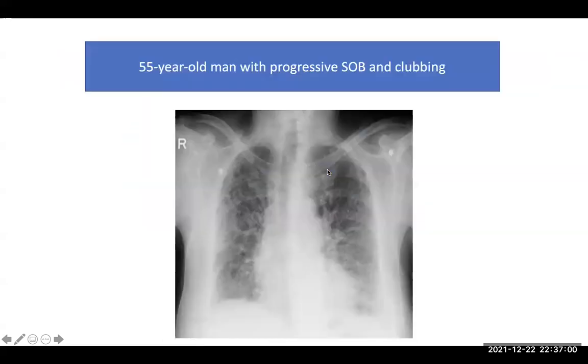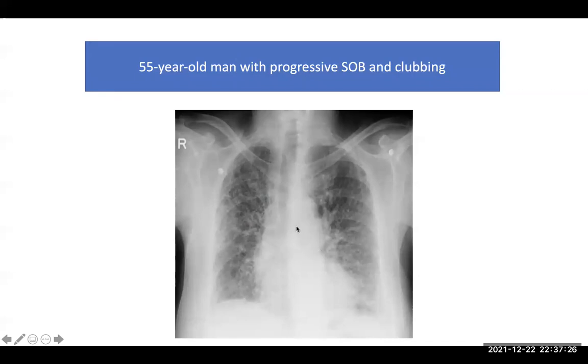Okay, so our next question is a 55-year-old man with progressive shortness of breath and clubbing. Very straightforward case. In the X-ray, what is your diagnosis and findings? Can you tell anyone? Interstitial lung disease. Good, very good.